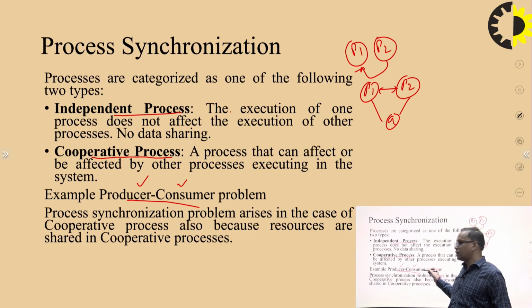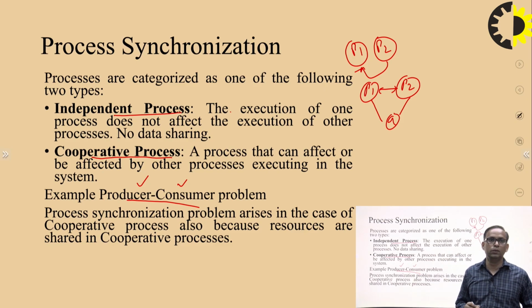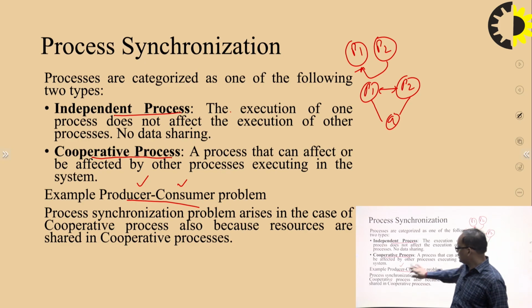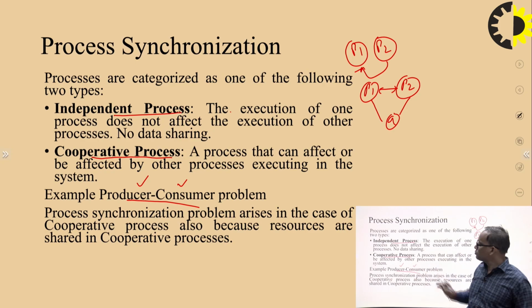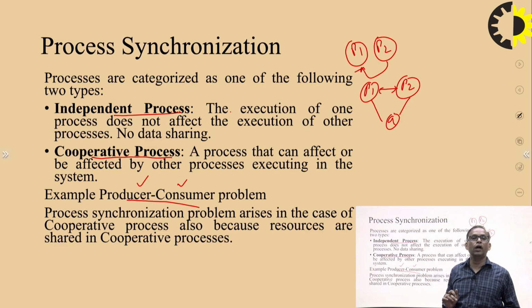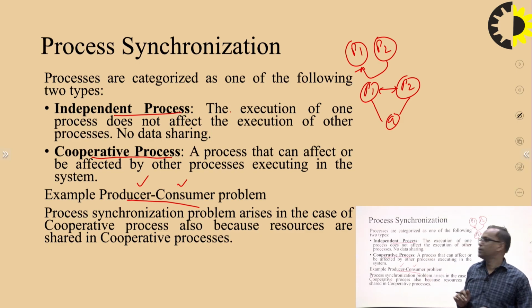It means the working of the consumer process is affected by the working of the producer process, because until and unless the producer process produces the data item, the consumer will not consume. To consume a data item, there must exist a data item, and who will generate it? The data item will be produced by the producer process. So in the producer and consumer problem, the producer and consumer are cooperative processes. So process synchronization is basically required for cooperative processes.